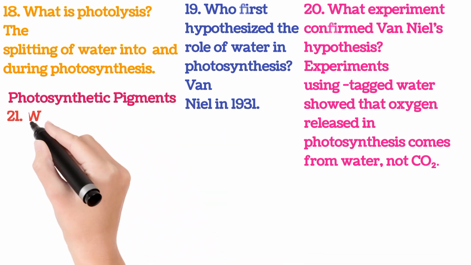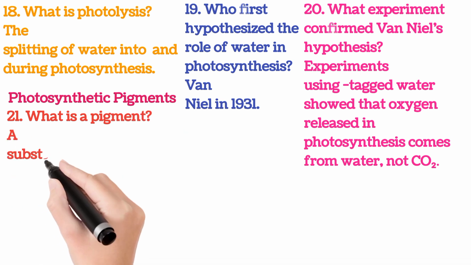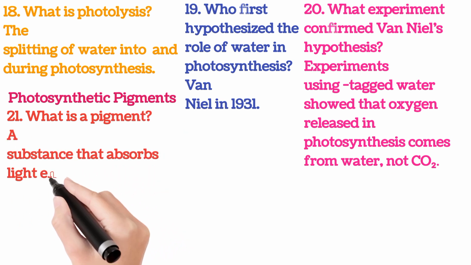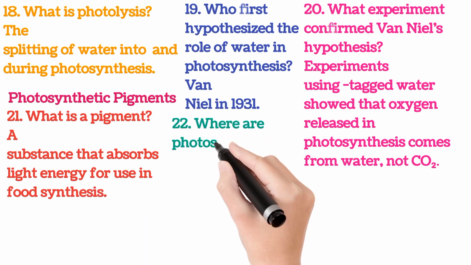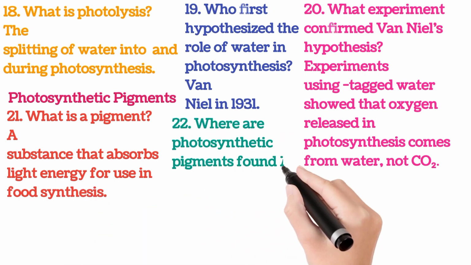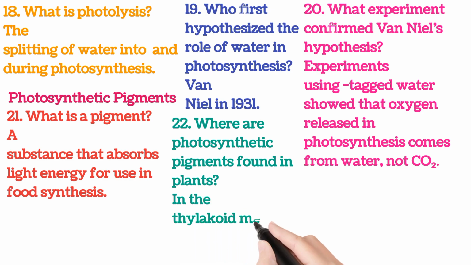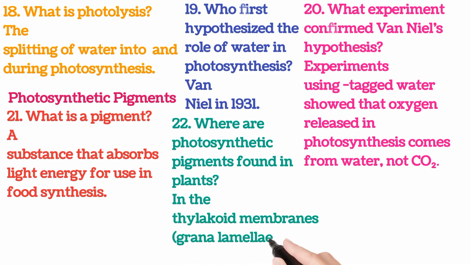Photosynthetic pigments. 21. What is a pigment? A substance that absorbs light energy for use in food synthesis. 22. Where are photosynthetic pigments found in plants? In the thylakoid membranes, granular lamellae, of chloroplasts.